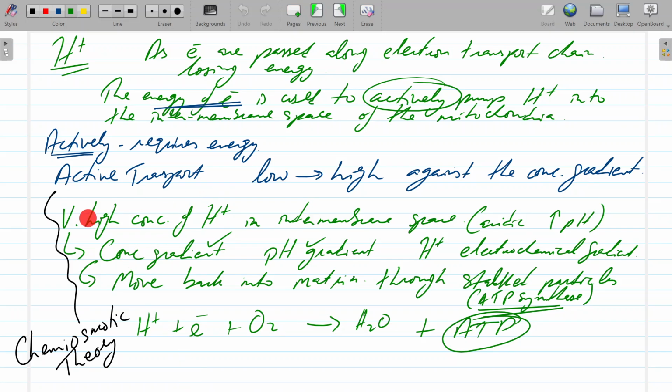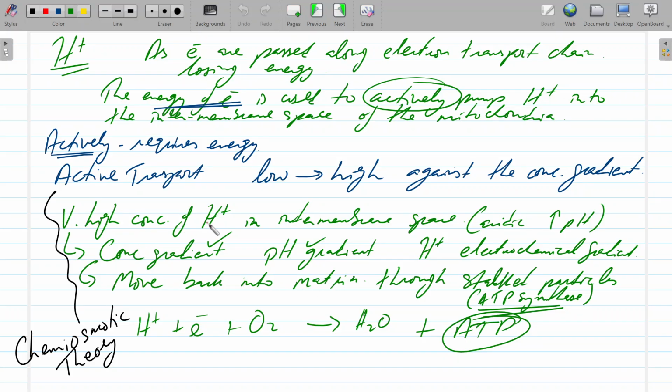And so there is a very high concentration of protons in the intermembrane space, which makes it acidic. And so the protons want to move back into the matrix of the mitochondria. There is a concentration gradient, there is a pH gradient, and there is an electrochemical gradient. So there are too many positive ions in the intermembrane space, a high concentration of positive ions, and they want to move back into the matrix. So that's the electrochemical gradient, along with the concentration gradient, because there are a lot of protons there, and the pH gradient, it becomes acidic, and so they want to move back into the matrix, which is less acidic.